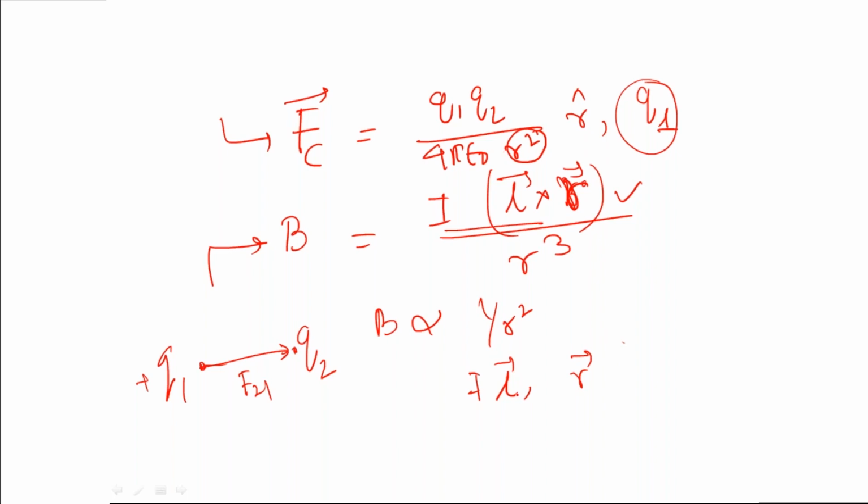What does it mean? It means that the direction of B will be perpendicular to the plane containing L and R. IL suppose this way, R is this way, so it will be perpendicular to this plane containing these two. Because of the cross product, you get the magnetic field direction in the plane perpendicular to the plane where the IL current element and R are situated. Okay, this is the difference, and a few more differences we can find out.